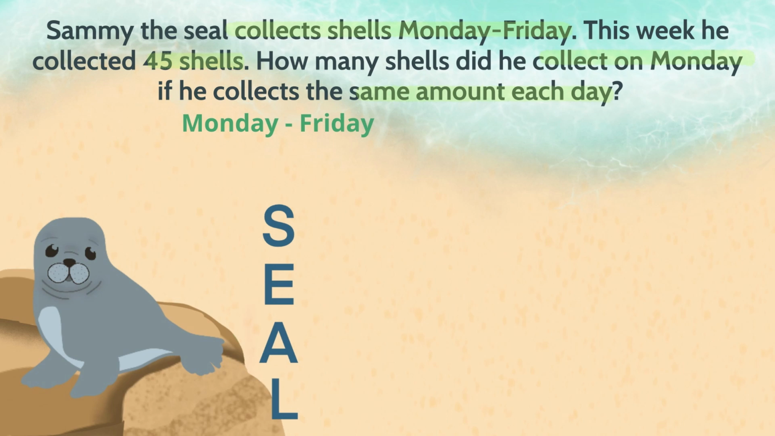I'm going to start by making 5 columns or groups. I know that Sammy has a total of 45 shells. I will share those shells by placing them in each column.